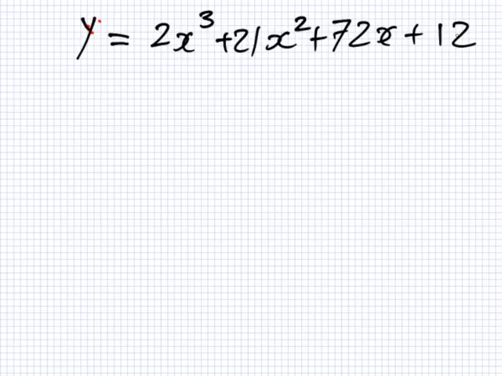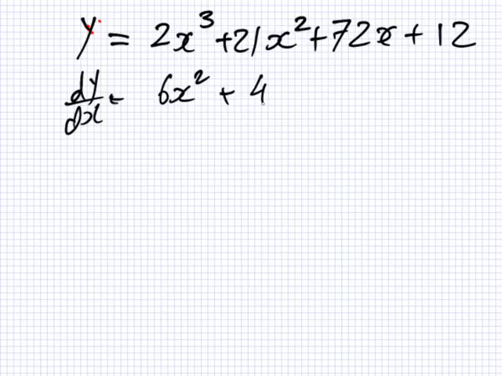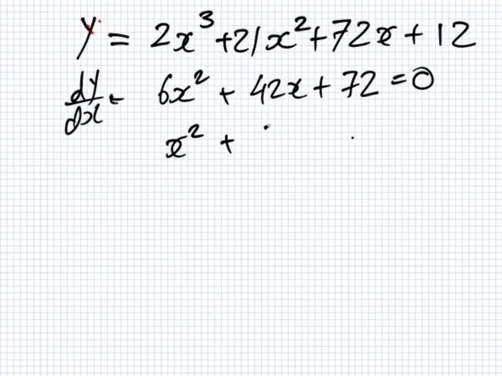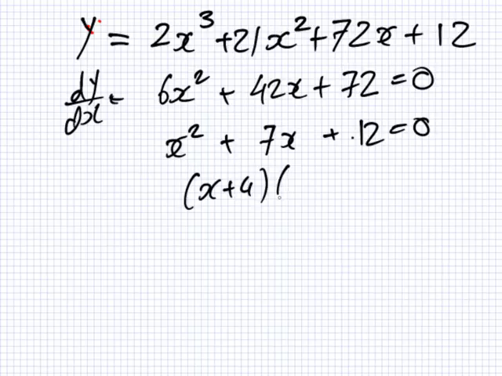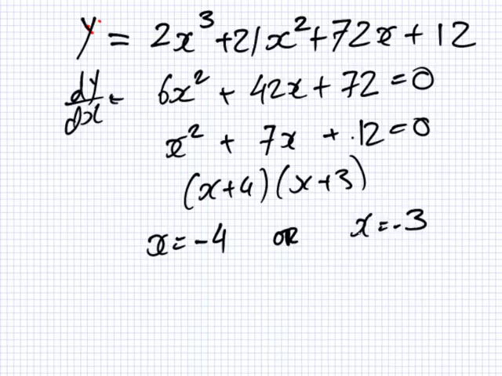Got it? Yep. So, firstly, derivative, that's 6x squared plus 42x plus 72 equals 0. I think we can divide by 6 because this will be x squared plus 7x plus 12 equals 0. Now, does this have factors x plus 4 and x plus 3? Yeah. So 3 and 4 are the factors, x plus 3, x plus 4. So we have x equals minus 4 or x equals minus 3.